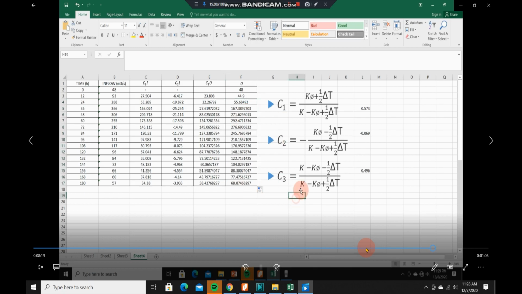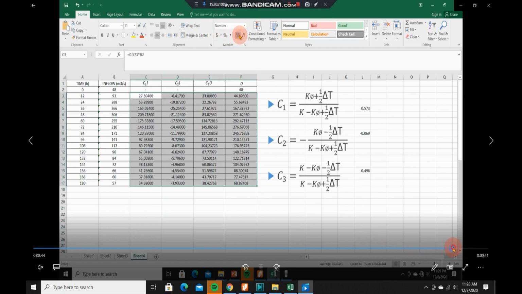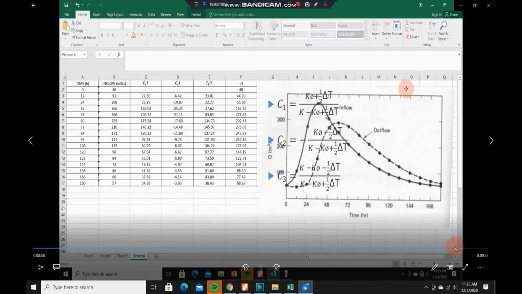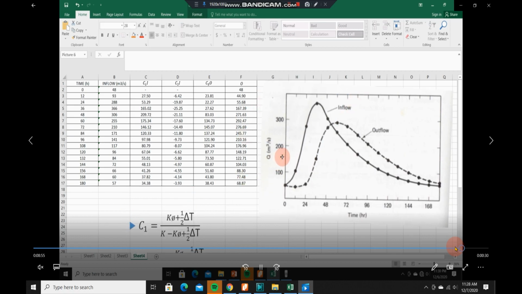So I'll just convert it into 2 decimal places only. And now we have here our graphical representation of the graph showing the inflow and the outflow. We have here the relationship of discharge and the time per hour. Here is the inflow and the graph for our outflow.